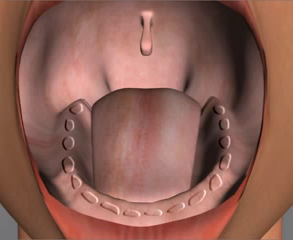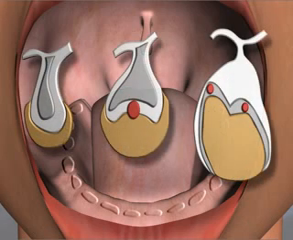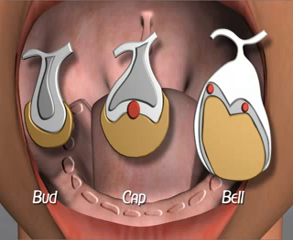From this point, tooth development proceeds in three stages: the bud, the cap, and the bell stages. These terms describe the morphology of the developing tooth germ, but do not describe the functional changes that occur during development.